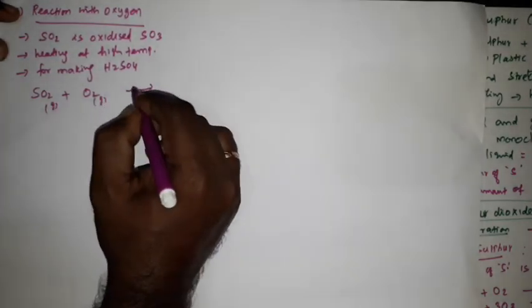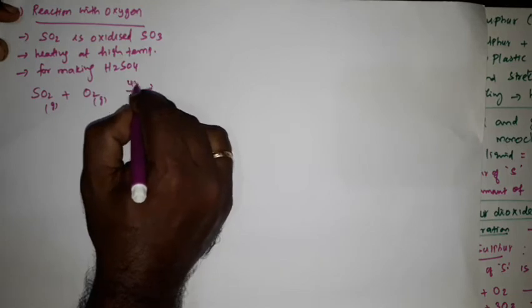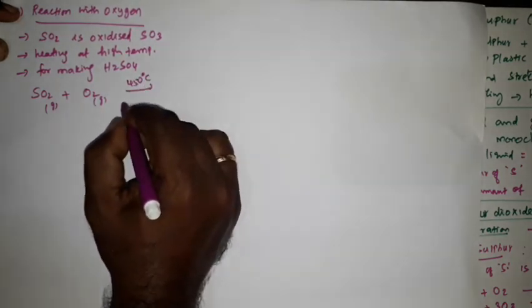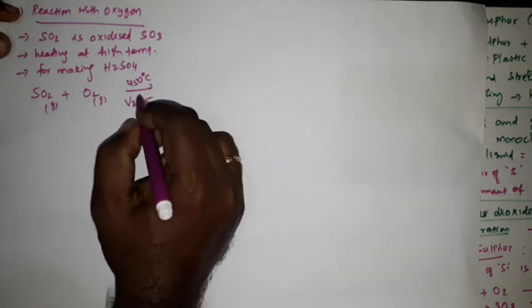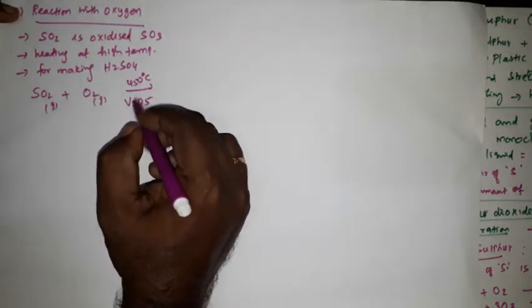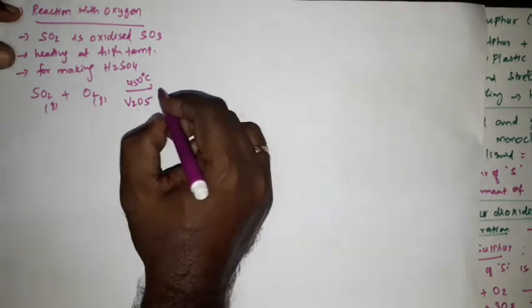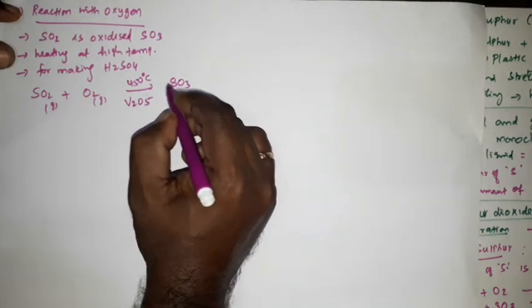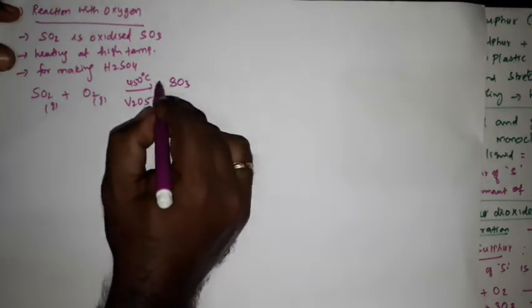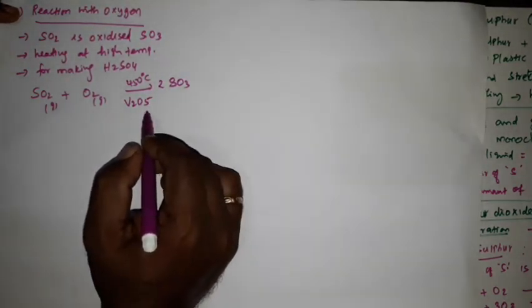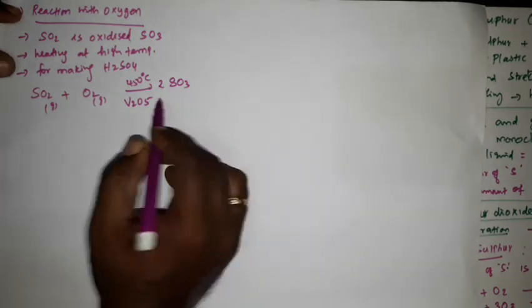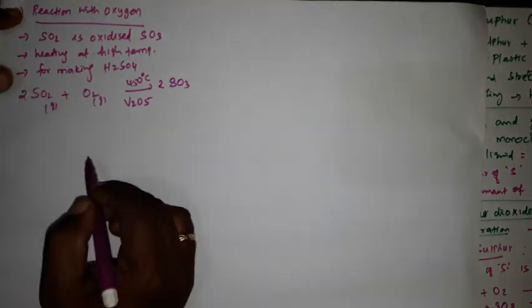Now we will see the equation. SO2 plus oxygen, both are gases. We are heating around 450 degrees Celsius. The catalyst is vanadium pentoxide. This is very important. Temperature is 450 degrees Celsius, and the catalyst is V2O5. We will get SO3. So balance the equation. Here put 2. So 2SO3. Okay. So put 2 here. Now the equation is balanced.